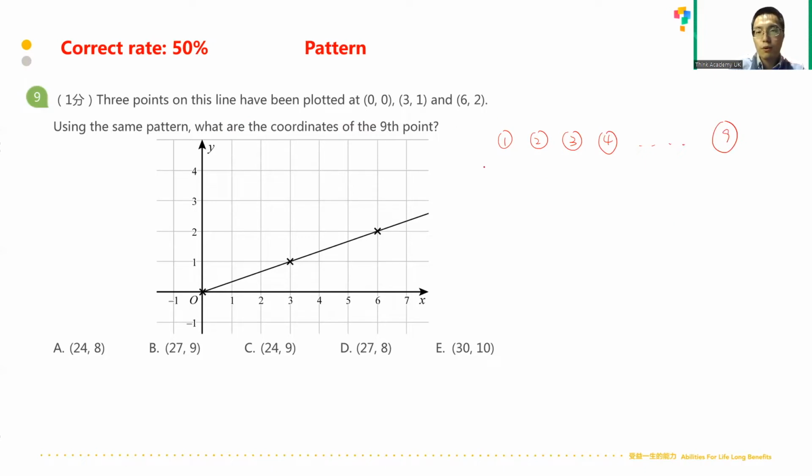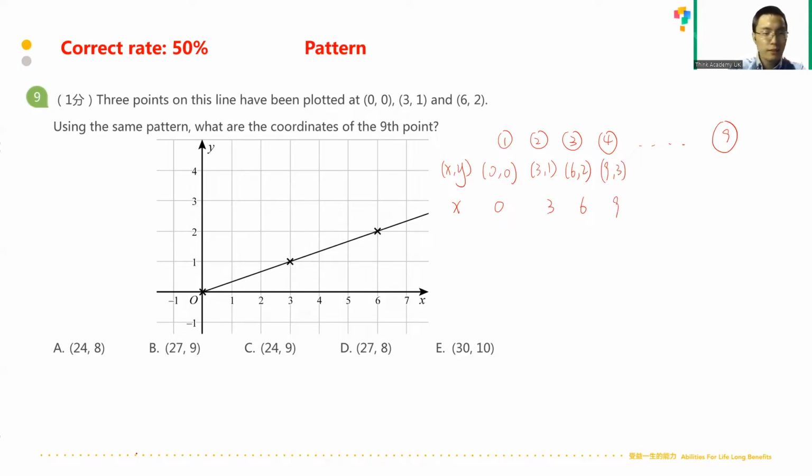So we know the first point is 0, 0. Second one is 3, 1. The third one is 6, 2. So these are the x, y coordinates together. If we are looking at the x coordinate, we see it is 0, 3, and 6. So it has a pattern. We're adding 3 each time. So that means for the fourth one, we will have 9, 3. So the x coordinate for the fourth one will be 9.